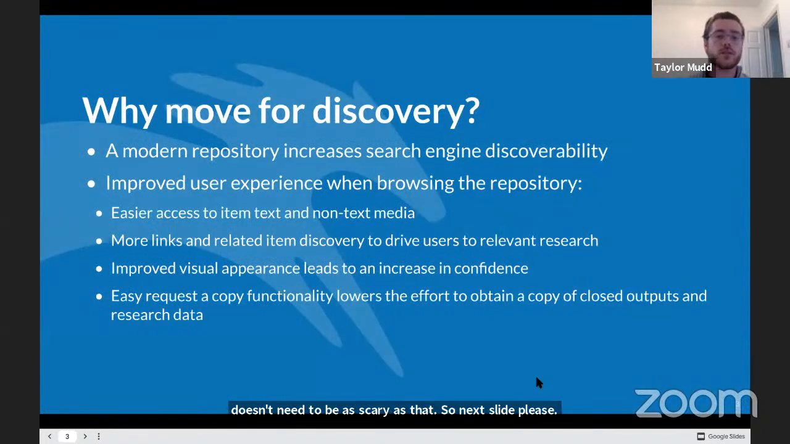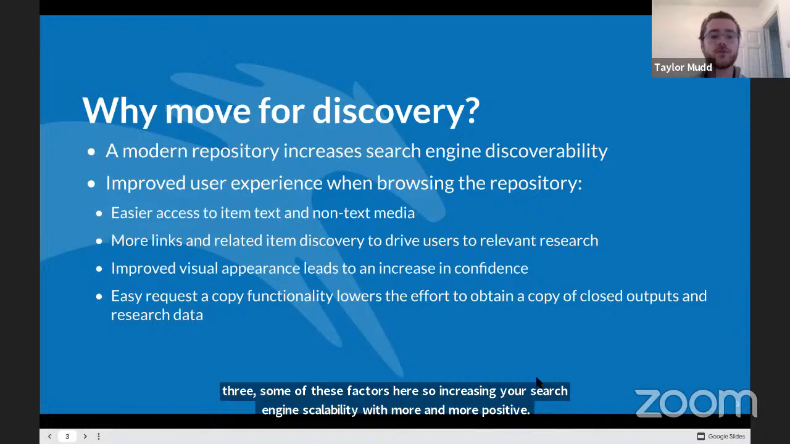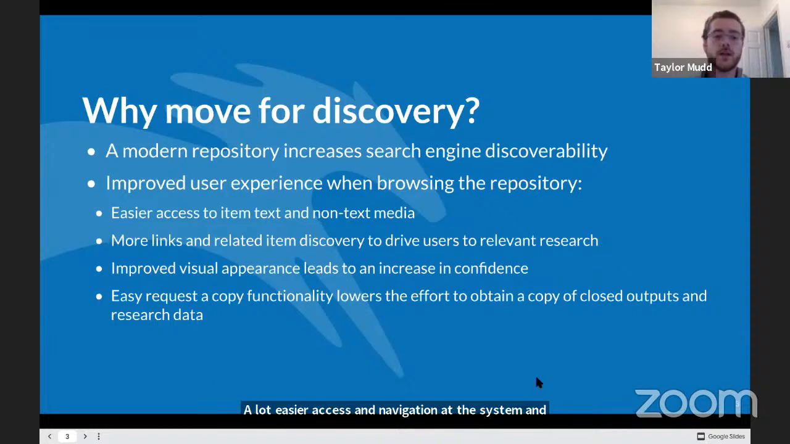So moving for discovery, extra discovery after moving can be achieved, and those are through some of these factors here. So increasing your search and discoverability with a modern repository, and improved user experience overall, allowing easier access and navigation of the system and increased confidence from your end users. Next slide, please.